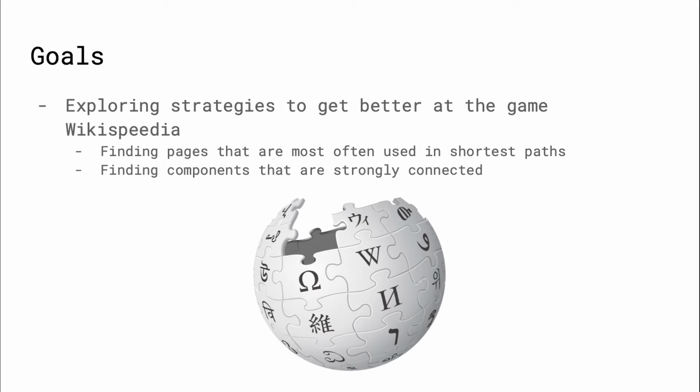Another thing that we wanted to find is if components were strongly connected, meaning that one Wikipedia page would be connected or lead to another Wikipedia page because every node has some sort of link that will take you by either 1 or maybe 10 links to a different page.